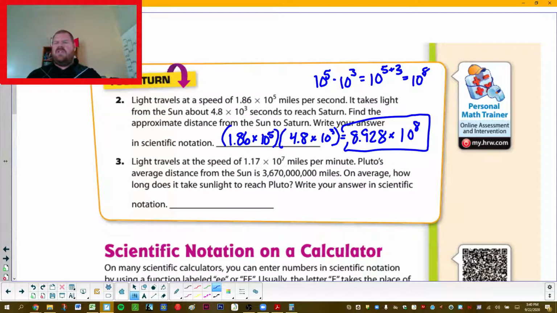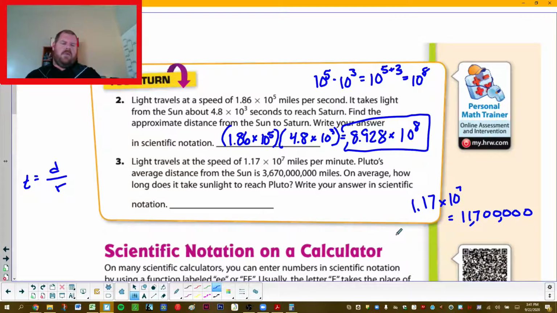So this is another distance equals rate times time, but we're trying to find the time this time. And when we're trying to find time, that formula looks like this: distance over rate. And we have a distance right here, and we have a rate right here. I'm going to turn that 1.17 times 10 to the 7th into standard notation. So I'm going to have 5 zeros. 1, 2, 3, 1, 2, 3. There we go. That's a little bit easier to deal with.